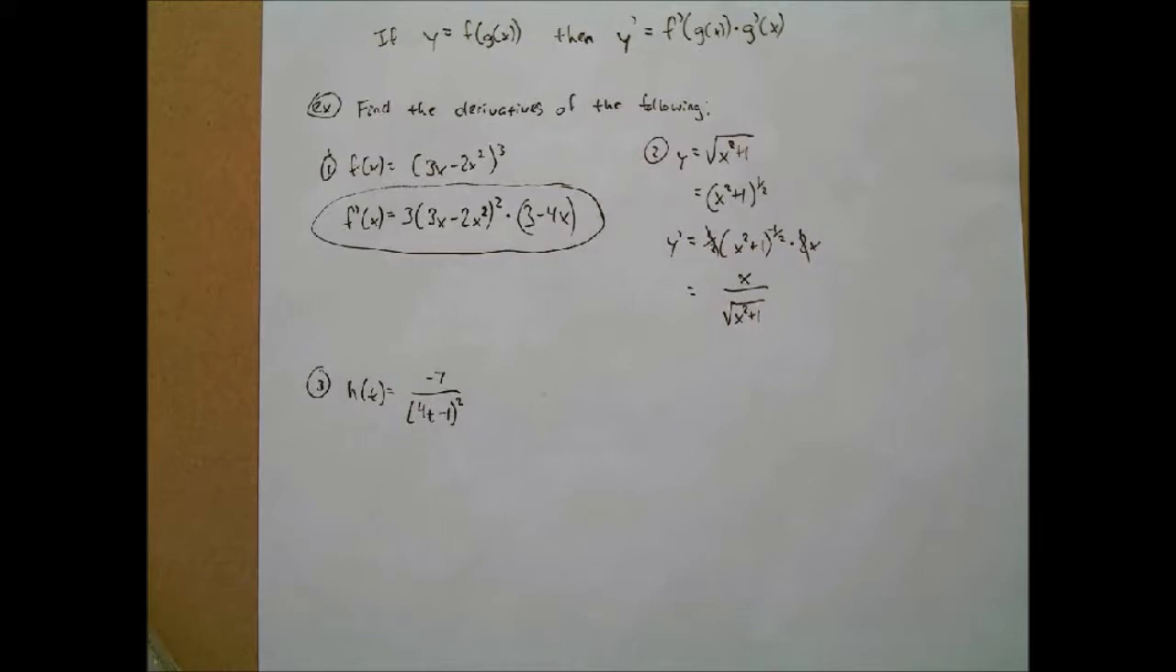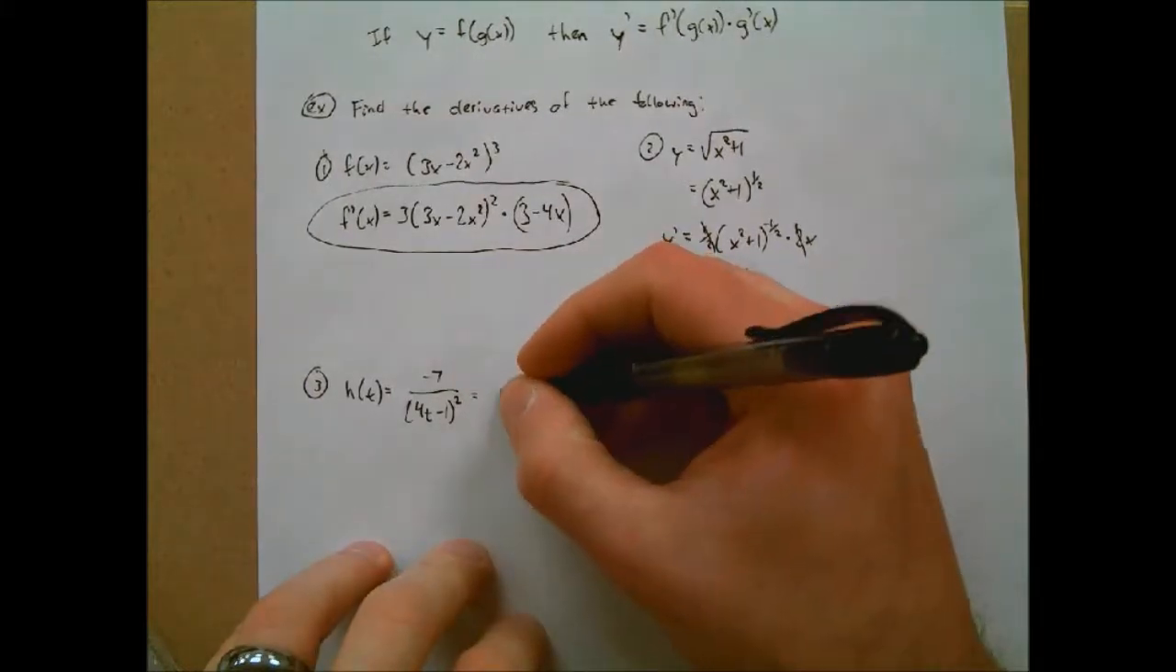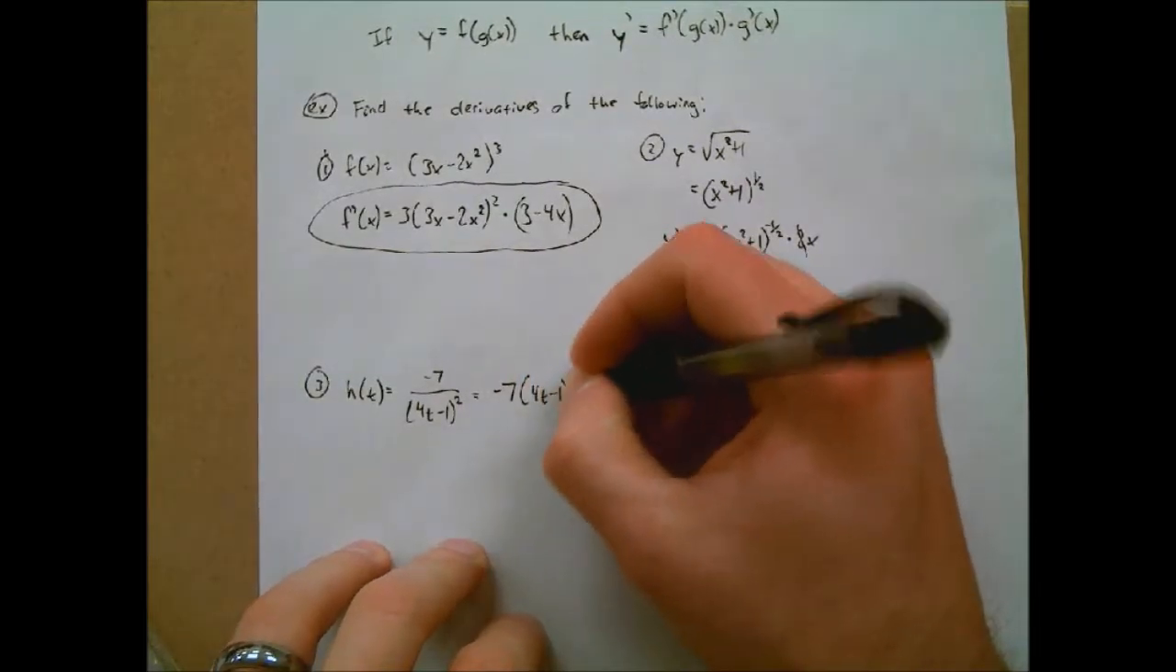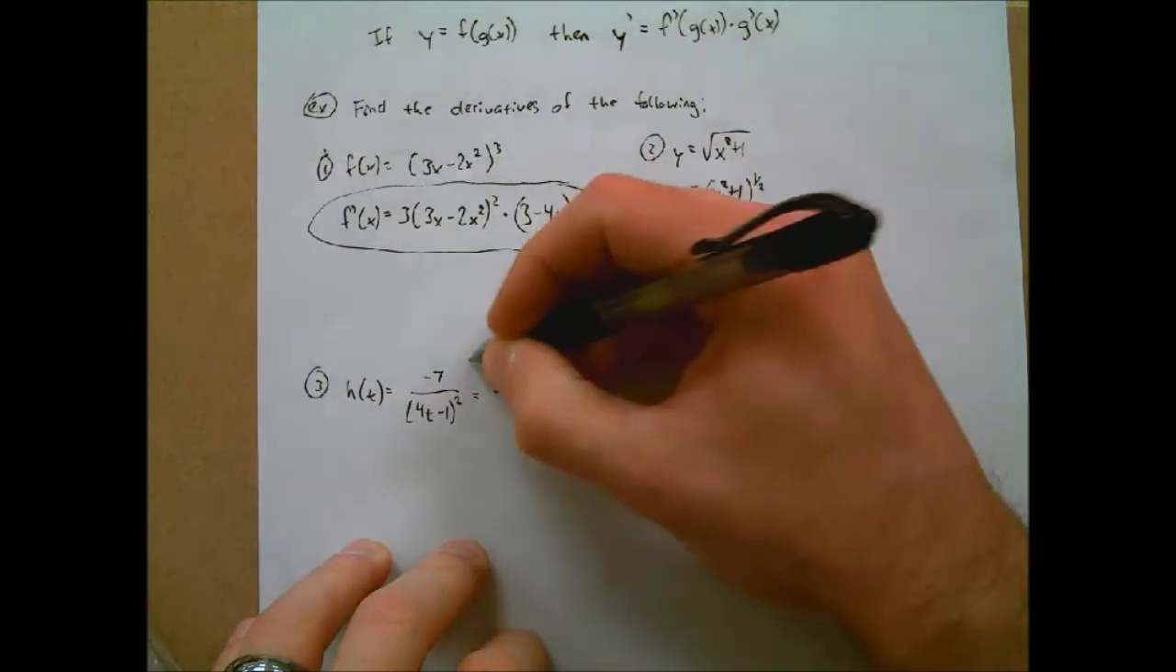Now, it's not necessary to do a quotient rule here though. How can we rewrite this so we don't have to do a quotient rule? When you have something in the denominator, how can we bring it out of that denominator? Make it a negative 2 exponent, right? So we can make it negative 7 times 4t minus 1 to the negative 2. So in here, it's going to be helpful to rewrite it.